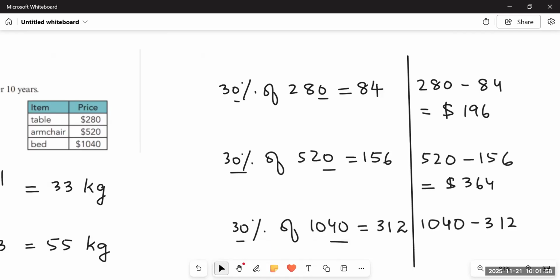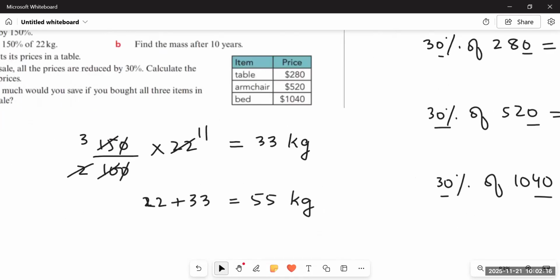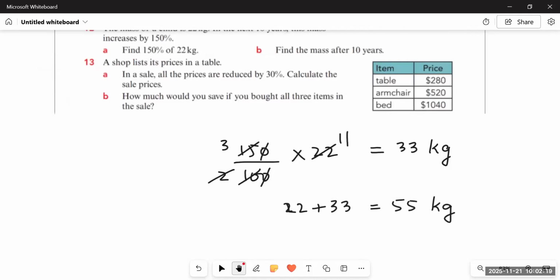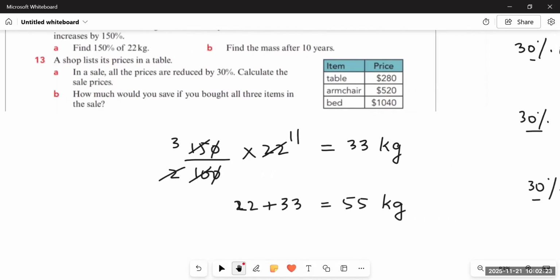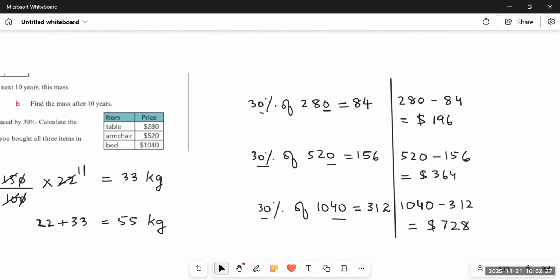And for the last one, that is the bed, it's 1040. So 1040 minus 312 is 728. So the new price of the bed would be $728, right? These are the sales prices. Next question says, how much would you save if you bought all three items in the sale? How much would you save? Simple. Simply add the reductions.